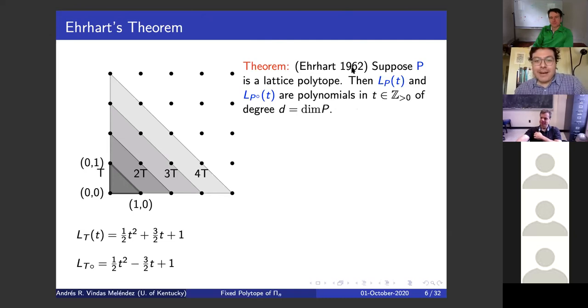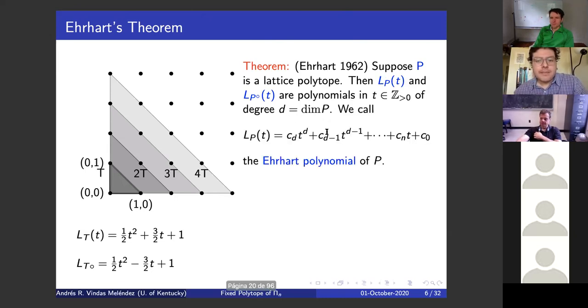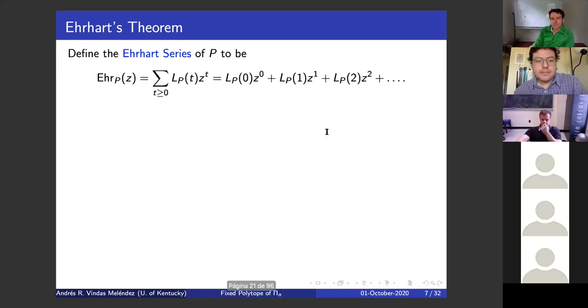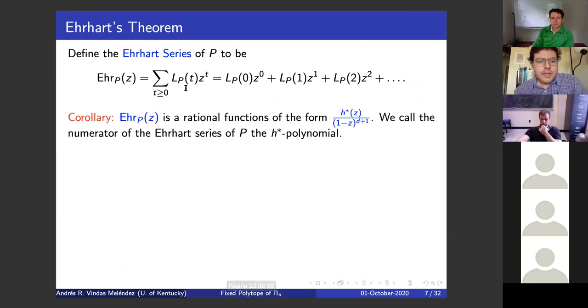Now if we have a lattice polytope, the lattice point enumerator is actually a polynomial of degree d, where d is the dimension of the polytope, okay? And what do we call that polynomial? We call it the Ehrhart polynomial. As is a common theme in combinatorics, we like to encode these things in a generating polynomial or generating series. So we're going to encode the lattice point enumerator in a series, which we call the Ehrhart series. The Ehrhart series has this rational form where we call the numerator the H star polynomial, okay?